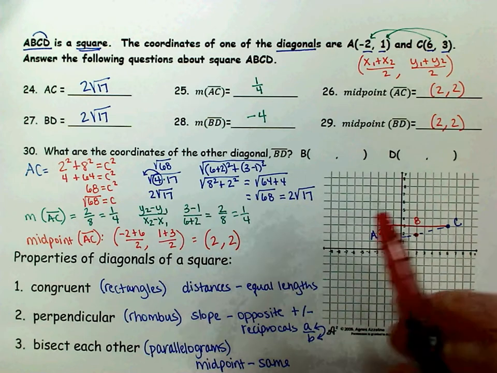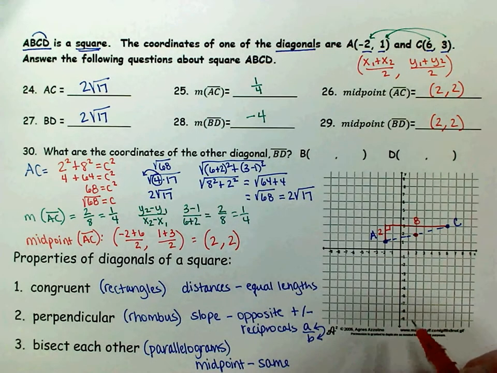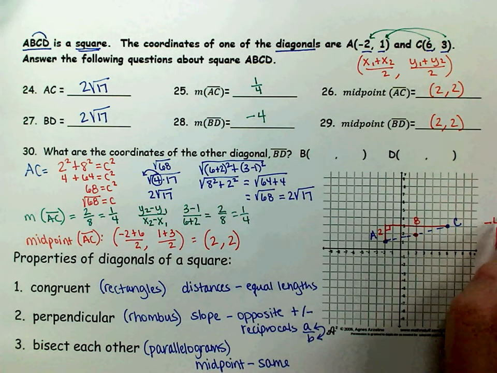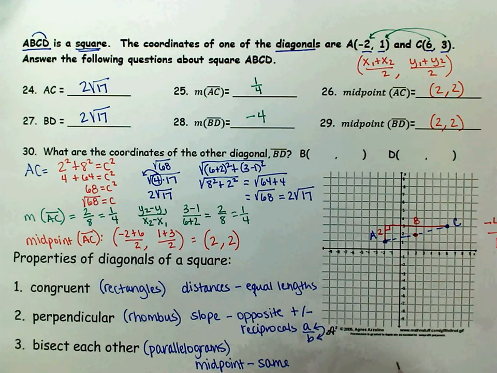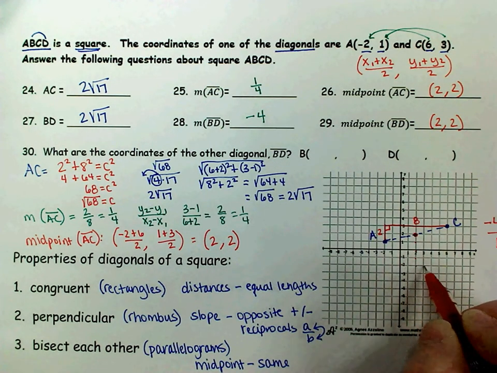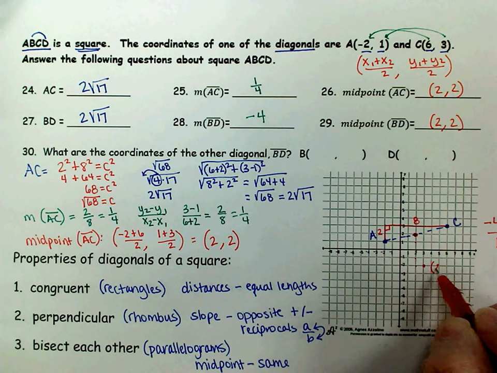And I'm going to use the slope of my other diagonal, which is segment BD. And so negative 4 means I'm going down 4 and running 1. So I can start at (2, 2) and go down 4 and over 1. The coordinates of that point would be (3, negative 2).